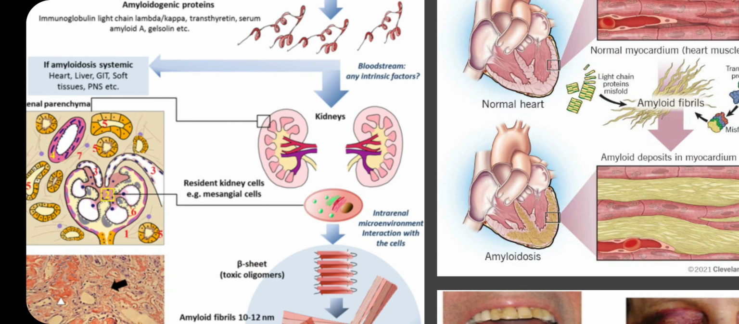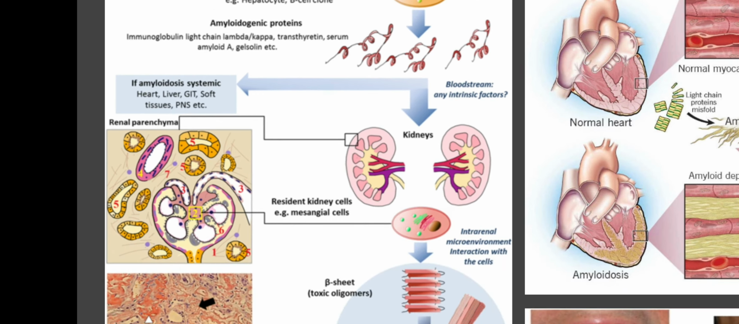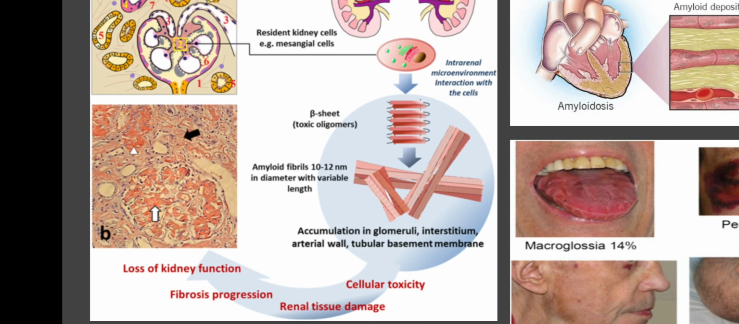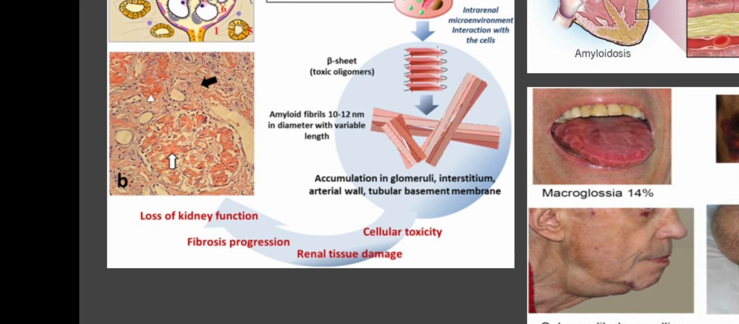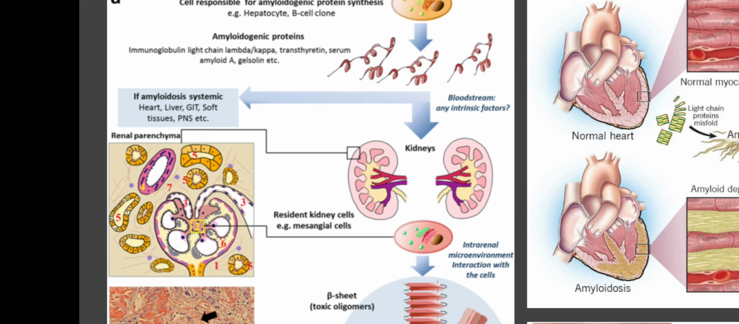Okay, let's go here, and we see the cells which are responsible for protein synthesis can be hepatocytes or a B cell clone. Now, these clones are doing their work, and when they start making beta sheets, they start accumulating in different parts, like accumulation in the glomeruli, interstitium, arterial wall, and basement membrane, and cause different kinds of damage. You can see here how it can cause different types of damage.